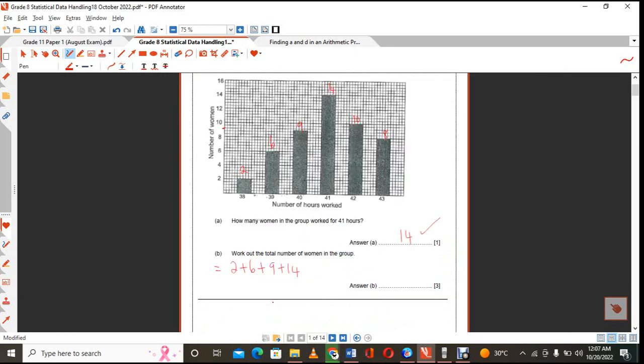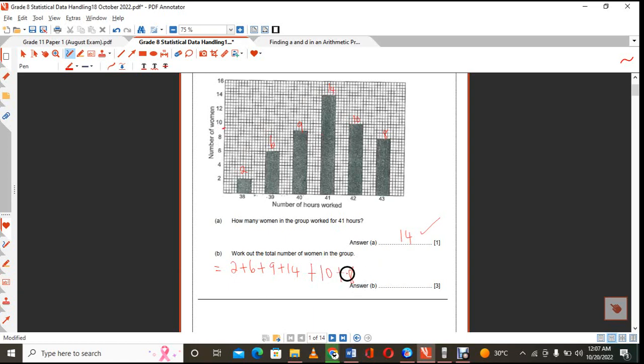Remember, you're getting the information from the number of women. So you look at the frequency: the height of the bar tells you the frequency, the number of women. And then we have a 10, and then we have an 8.